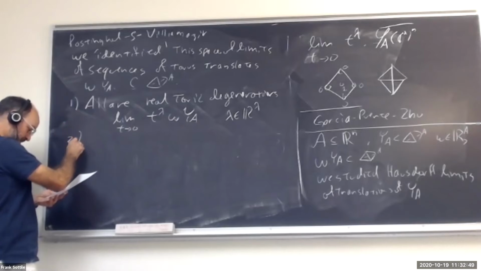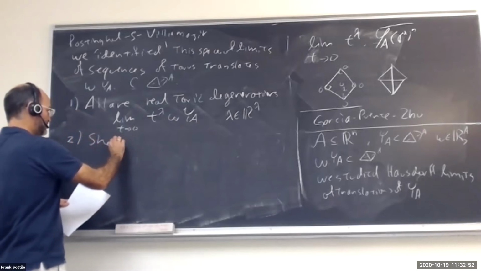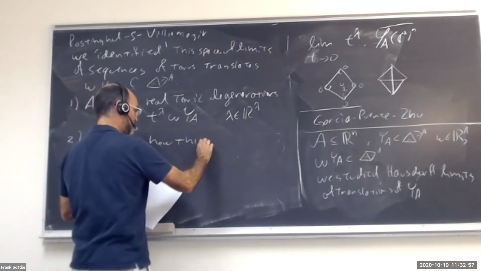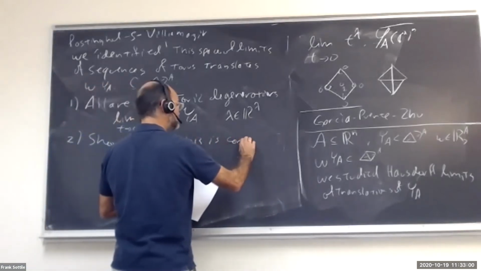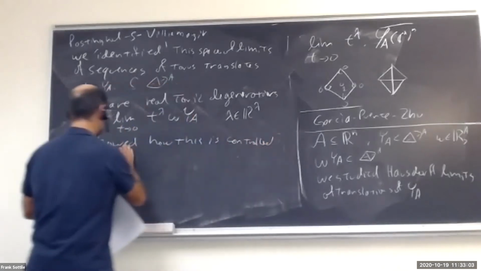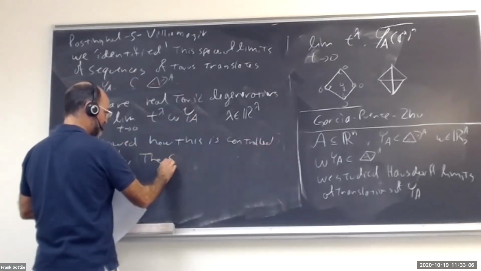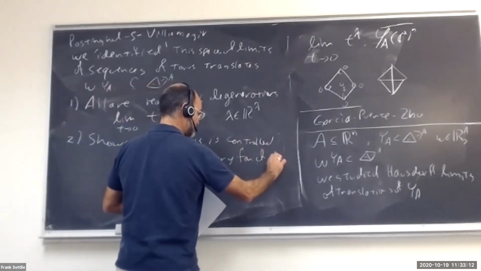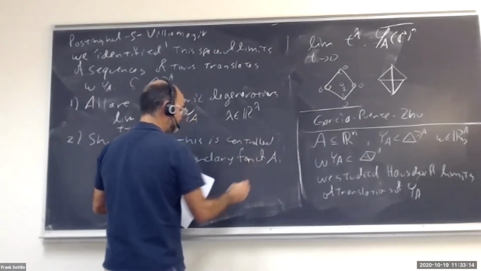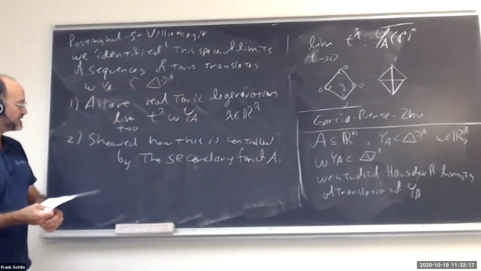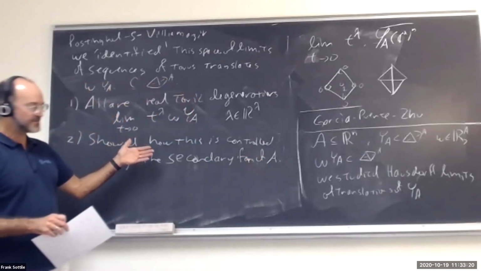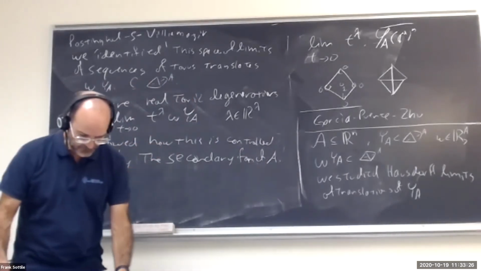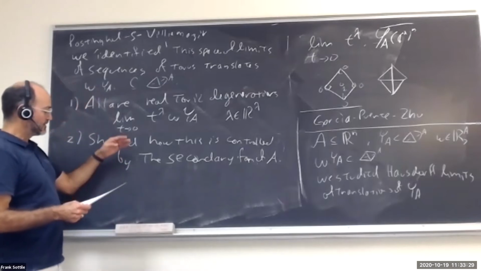And two, it showed, because of the parts involved here, this is not so surprising, it showed how this is controlled by this object called the secondary fan of the point set A. And we actually delayed publishing this paper for several years because this was not what we were looking for. I want to say this work failed to achieve its goal.